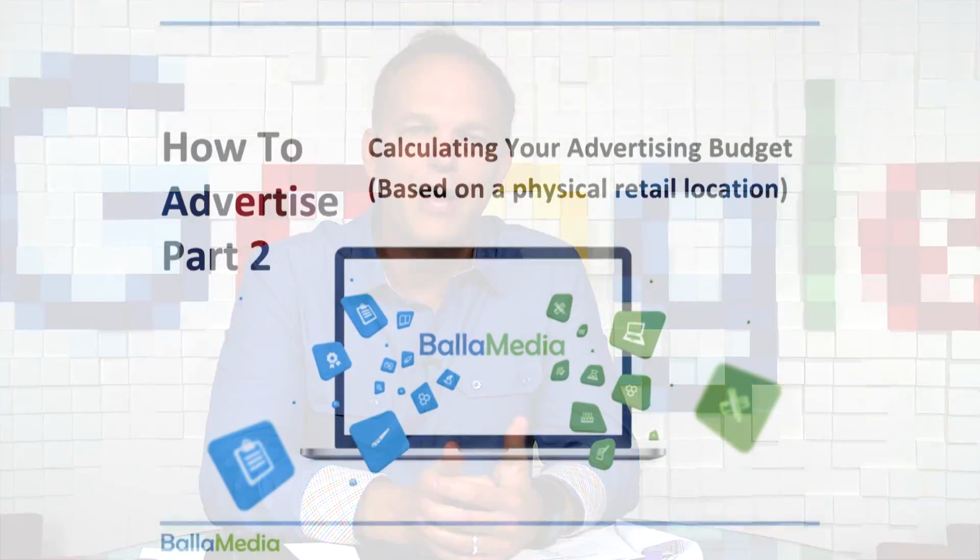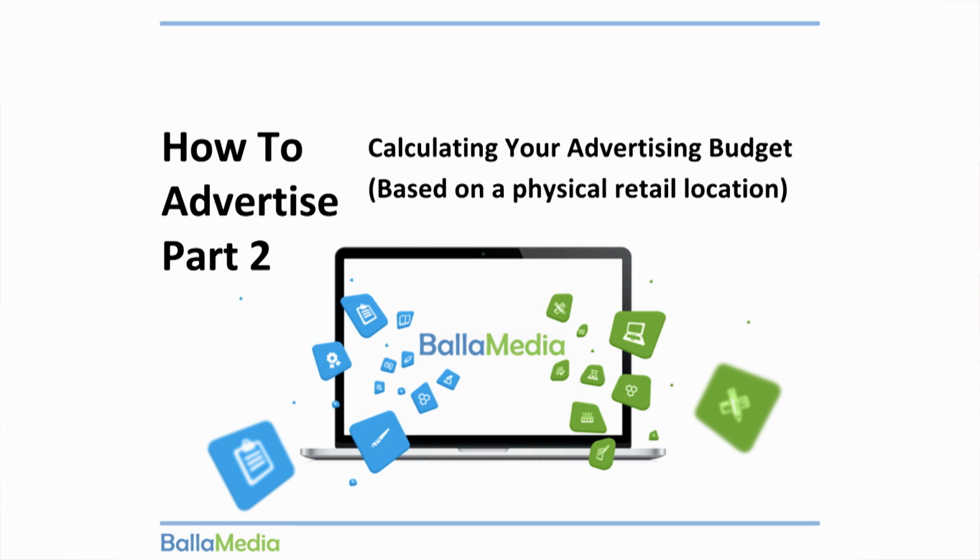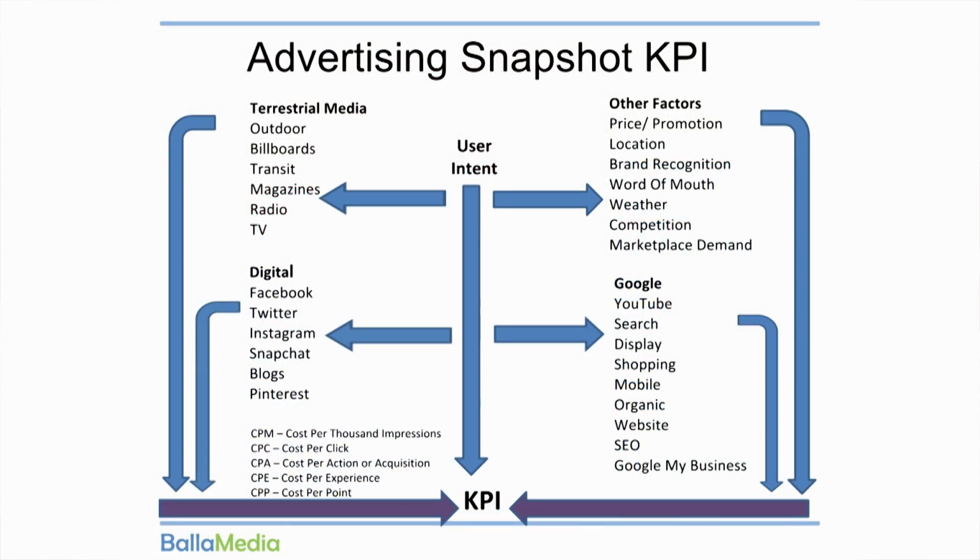Our second video is how to advertise: calculating your advertising budget. This is based on a physical retail location, not to be confused with online purchases, Google Shopping, or cost per click. This is calculating your overall advertising budget based on your gross sales from a physical location.